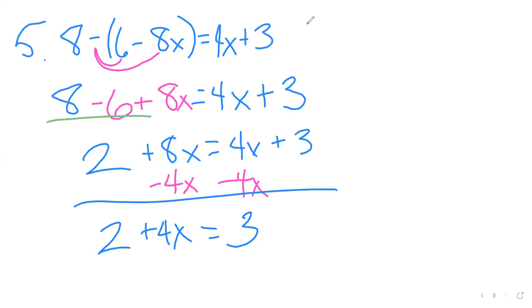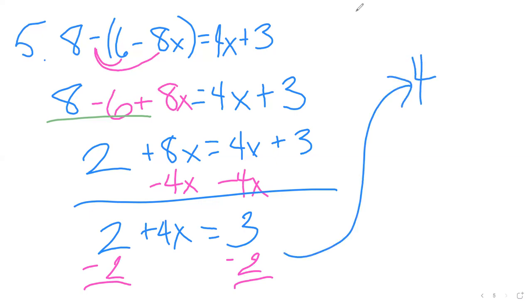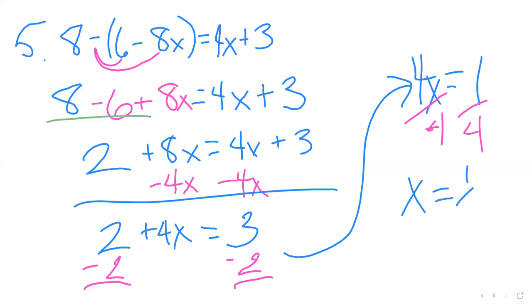And now let's subtract the 2 from the left-hand side so that we get all of our constants over to the right. That's going to leave us with 4x on the left, the 2's canceled, and 1 on the right. Now we're at the point where we can divide 4 on both sides, leaving us with x equals 1/4.